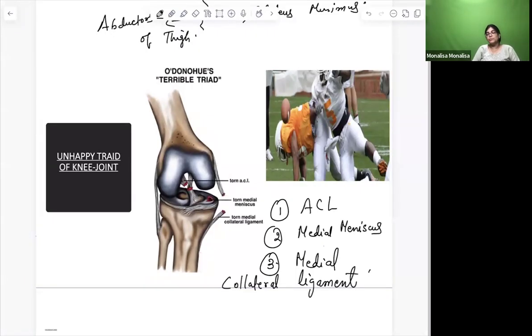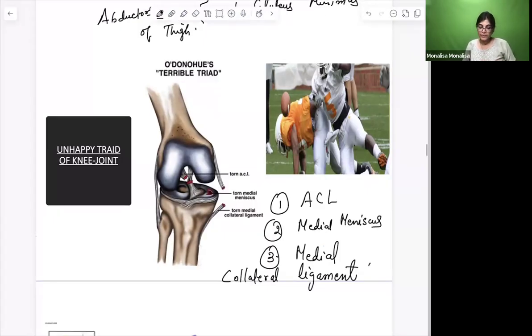So it happens in football players or rugby players. If there is a strong hit on the knee joint, there will be injury of these three structures: ACL, anterior cruciate ligament, medial meniscus, and medial collateral ligament. This condition is called unhappy triad of knee joint or terrible triad of knee joint.